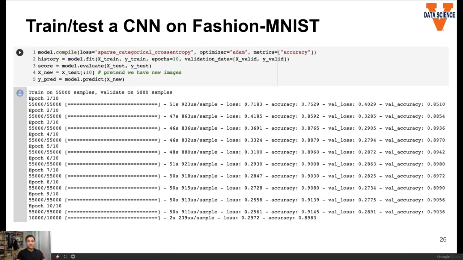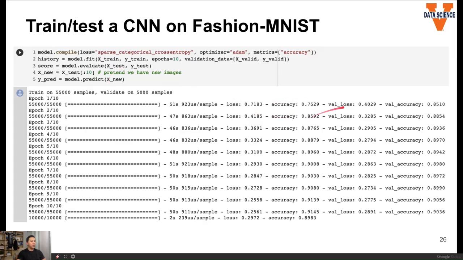Now we can test our CNN on Fashion MNIST using sparse categorical cross entropy as our loss function and Adam as our optimizer. Things that were relevant in the past, you want to put here. For metrics, we're going to calculate using accuracy. And then you feed in training data, train for 10 epochs, and validate on a validation set. Here we go. And then eventually we evaluate.